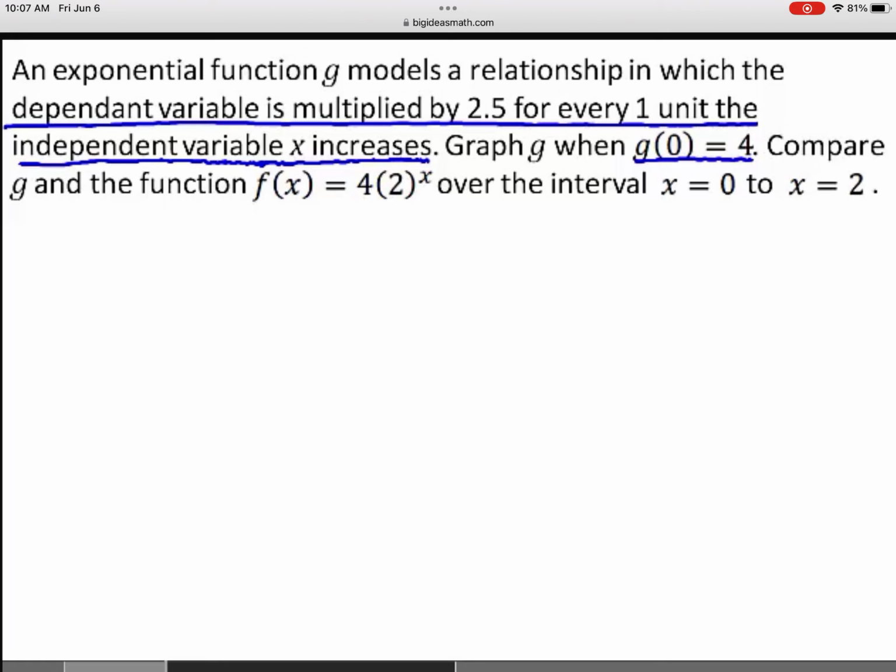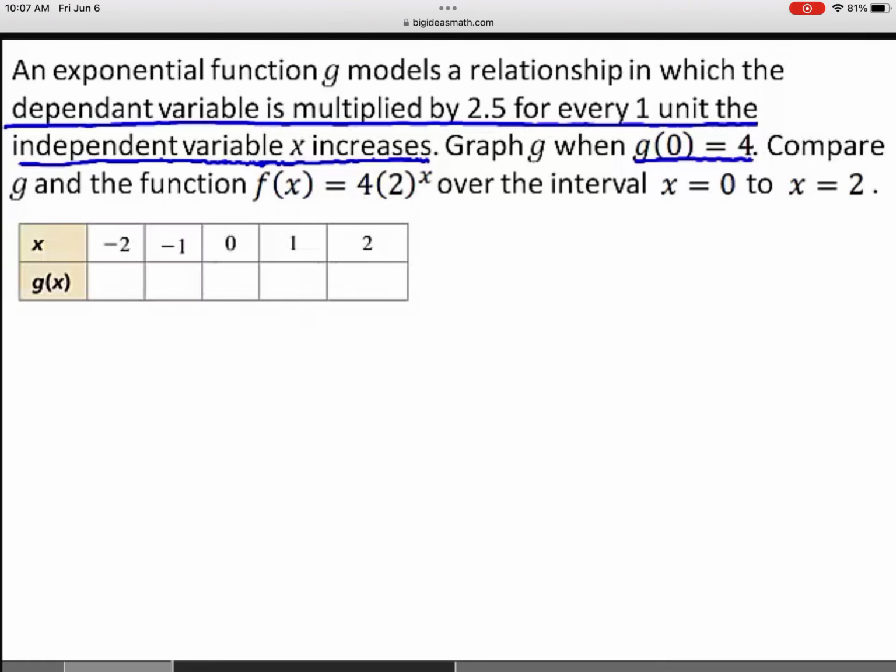Begin by making a table of values. You know when x equals 0, g of x equals 4. To find points to the right of (0, 4), multiply g of x by 2.5 for every 1 unit increase in x. 4 times 2.5 is 10, and 10 times 2.5 is 25.